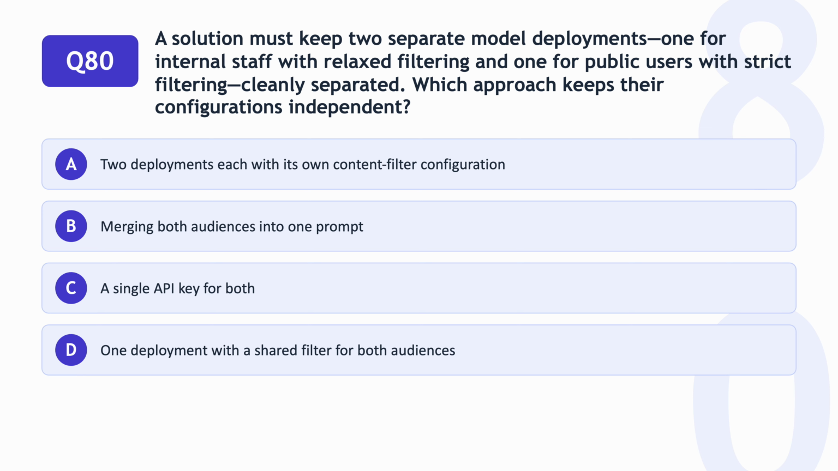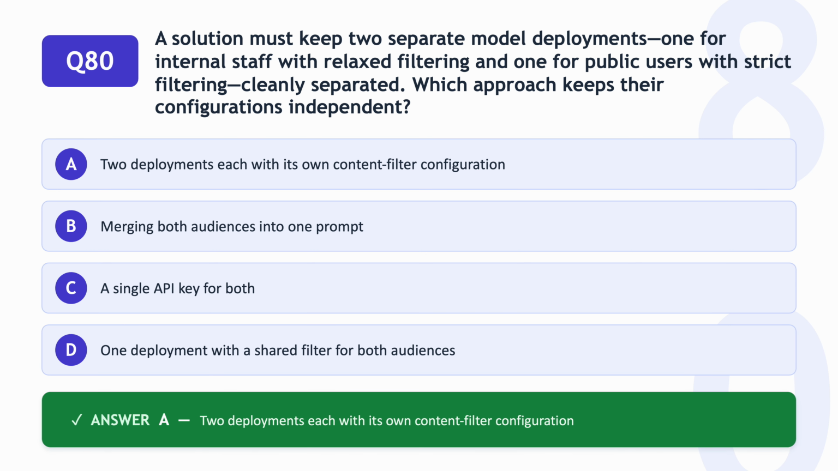Question 80. A solution must keep two separate model deployments, one for internal staff with relaxed filtering and one for public users with strict filtering, cleanly separated. Which approach keeps their configurations independent? A. Two deployments each with its own content filter configuration. B. Merging both audiences into one prompt. C. A single API key for both. D. One deployment with a shared filter for both audiences. Pause the video if you don't want the answer yet.